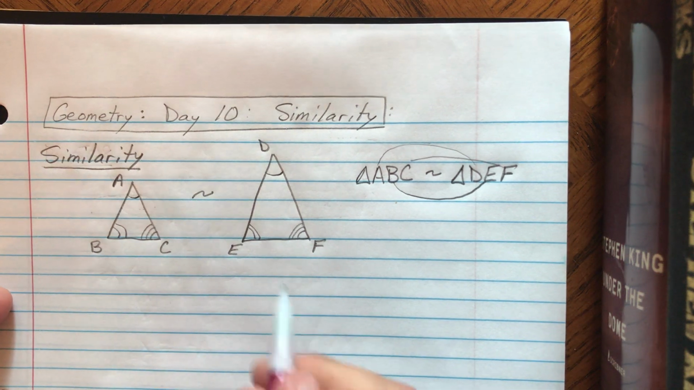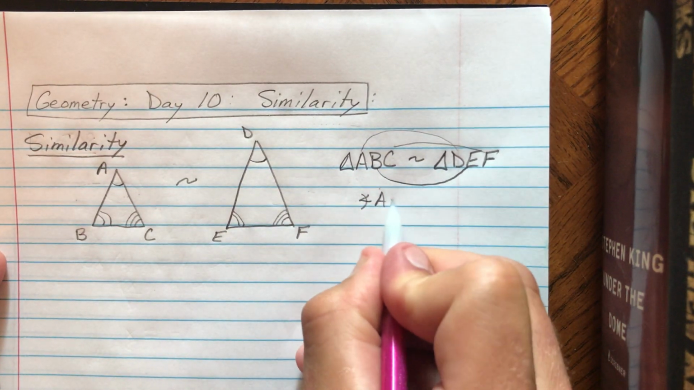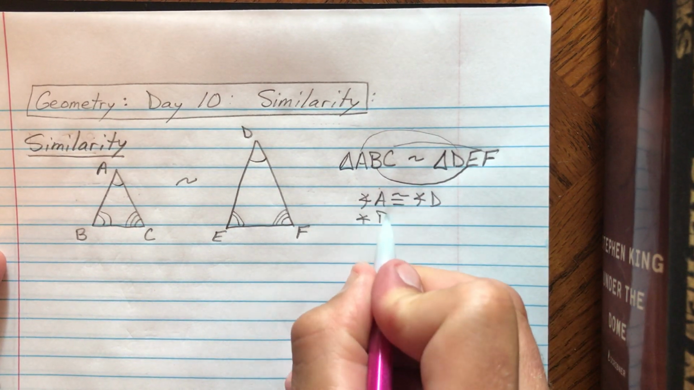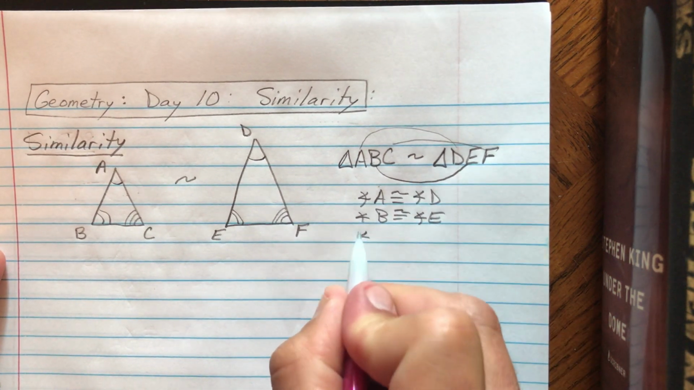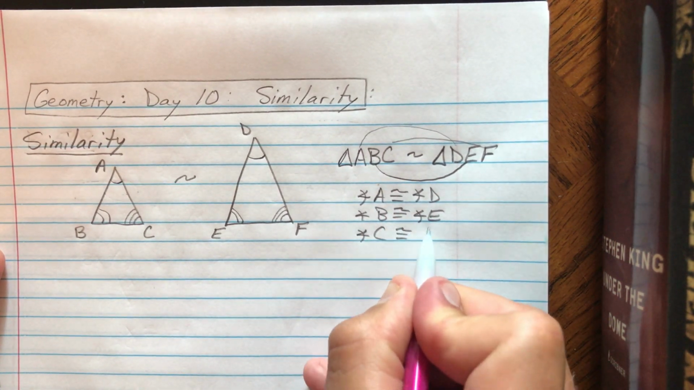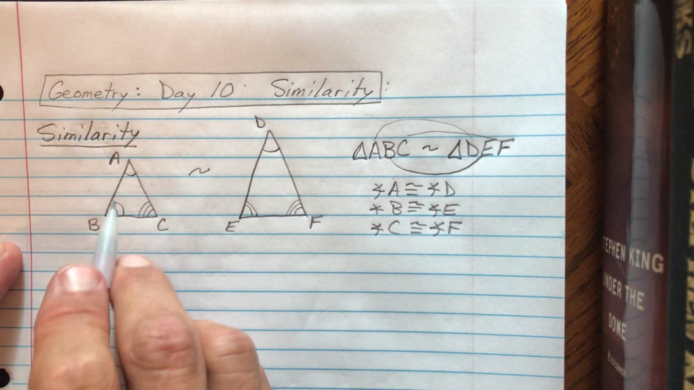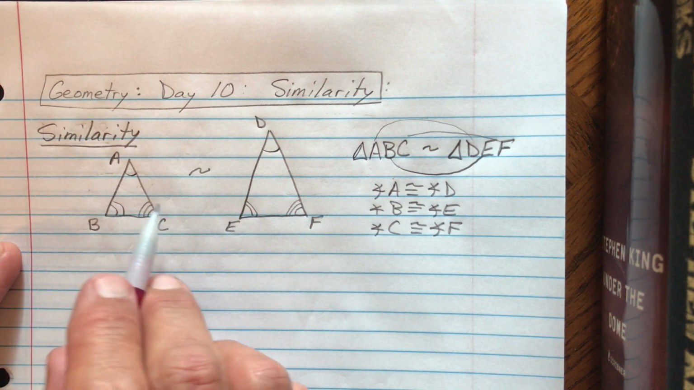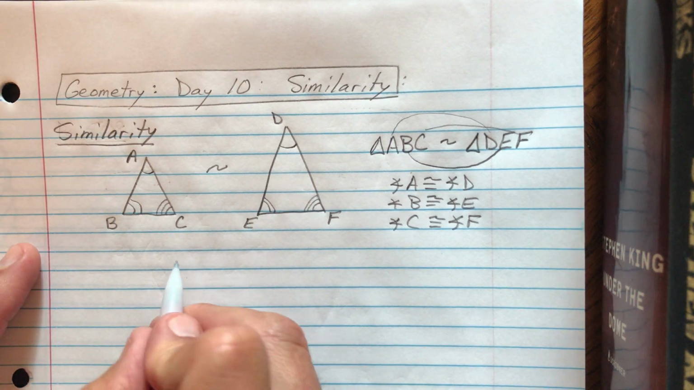So that's one thing we know about similar triangles. We have congruent angles. Angle A is congruent to angle D, angle B is congruent to angle E, and angle C is congruent to angle F. Another thing we know is similarity means same shape, different sides. So the sides are not the same, but they are proportional.